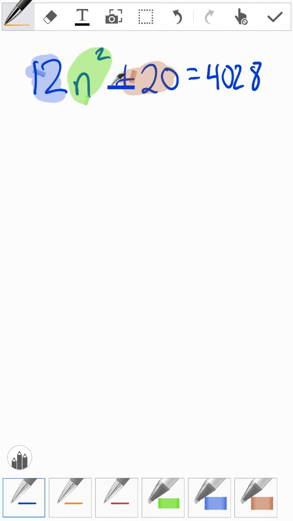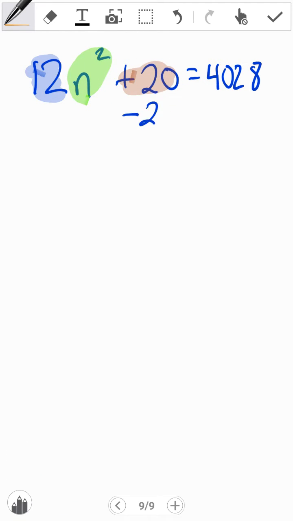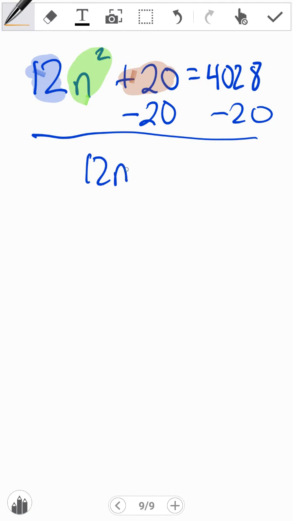We first start with the term that doesn't have a variable on it. So 12n squared has the variable, so I'm not going to touch it first. This does not have a variable, so we're going to subtract 20 from both sides. Okay, so we get 12n squared, because these cancel. 48 minus 20: 8 minus 0 is 8, 4 minus 2 is 2. Bring down the 12n squared since there's nothing else.